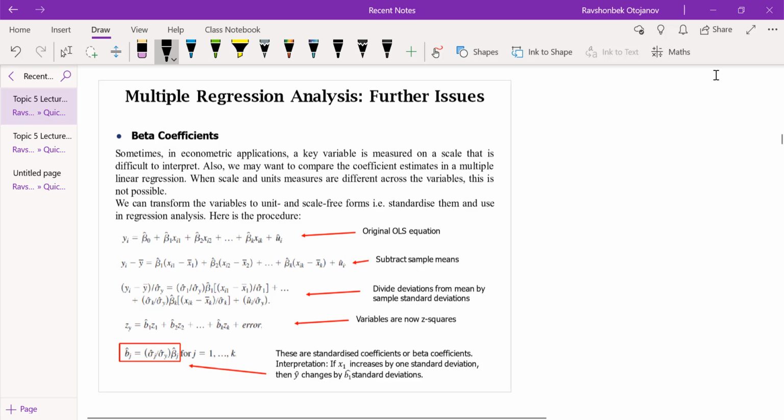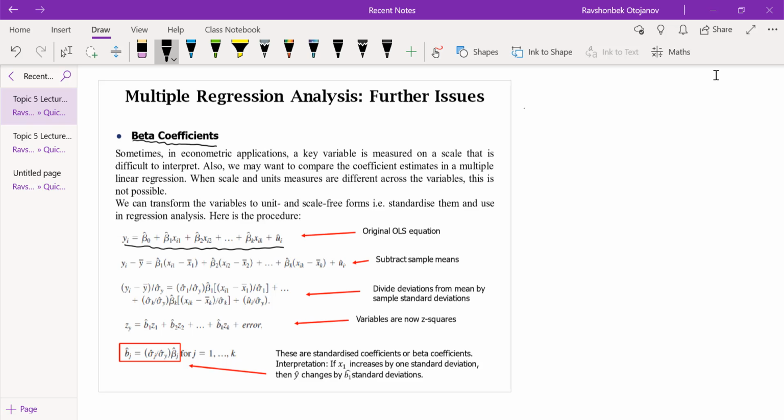Next issue that we'll be looking at is the standardization or beta coefficients. Now sometimes we would like to compare, let's say if we have this equation, an equation with a number of variables here, we may want to say such as that x1 has greatest effect on y compared to x2 and xk, let's say. So you would like to compare the betas, in other words, or the effects of each of these variables.